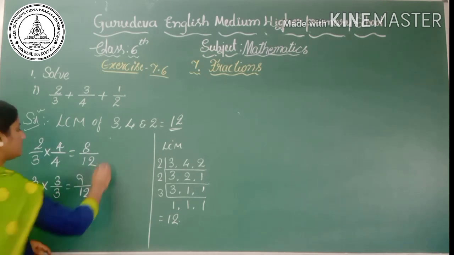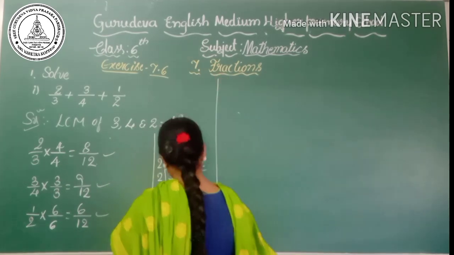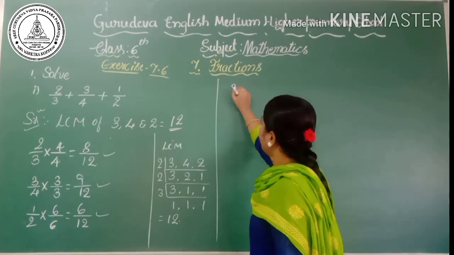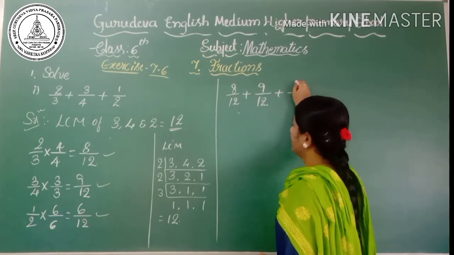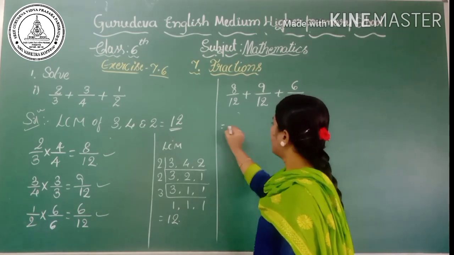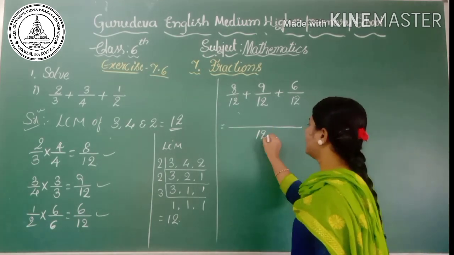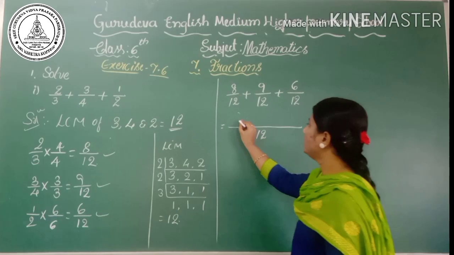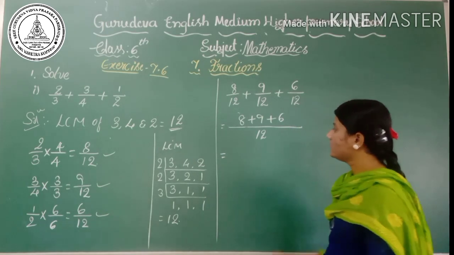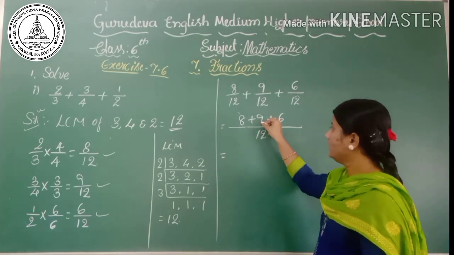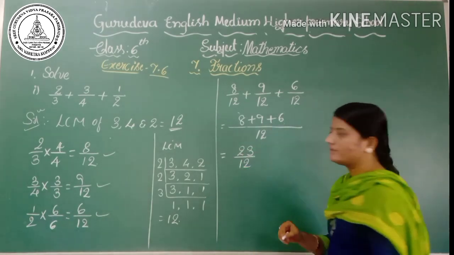Okay. Now add these three like fractions: 8 by 12 plus 9 by 12 plus 6 by 12. Here all three fractions have the same denominator, so these three are like fractions. Write the denominator 12 as it is and add the numerators 8 plus 9 plus 6, which is equal to 8 plus 9 is 17, 17 plus 6 is 23. 23 divided by 12. Right?